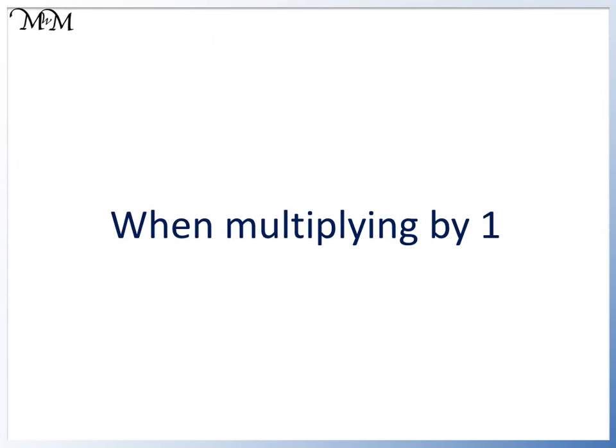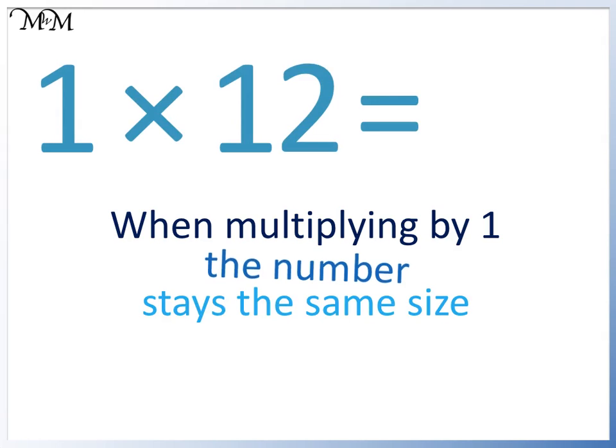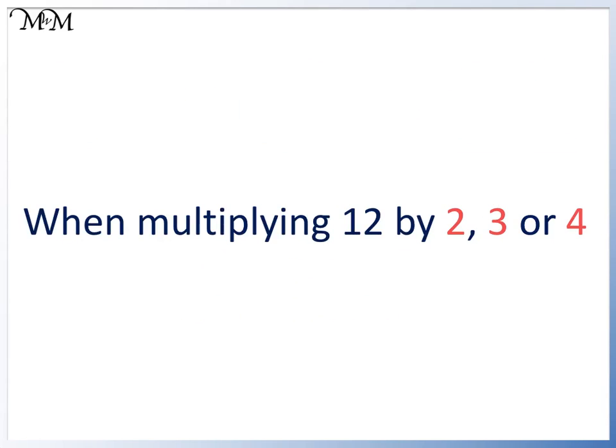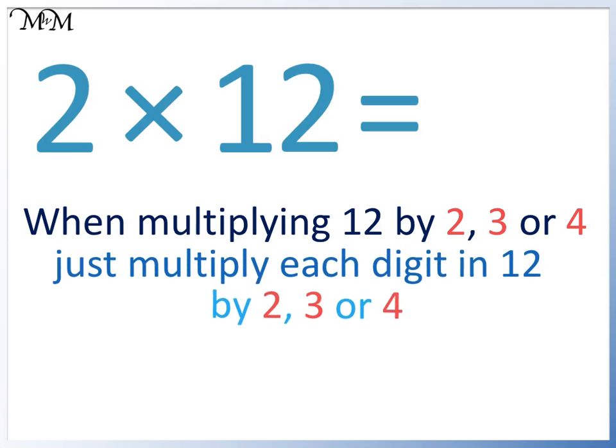When multiplying by 1, the number stays the same size. So the number stays the same. 1 times 12 equals 12. When multiplying 12 by 2, 3 or 4, just multiply each digit in 12 by 2, 3 or 4. 2 times 1 equals 2, and 2 times 2 equals 4. 2 times 12 equals 24.